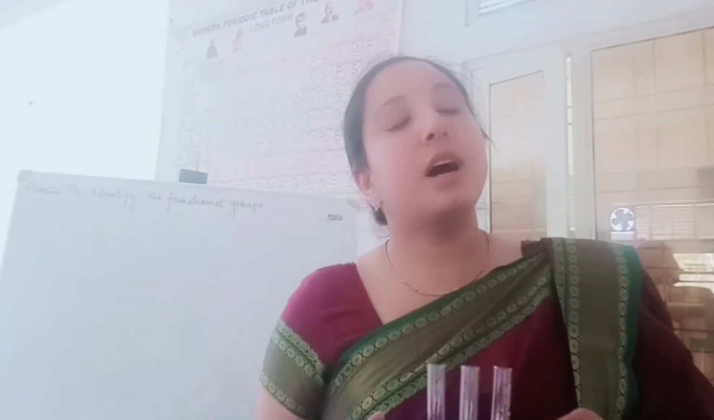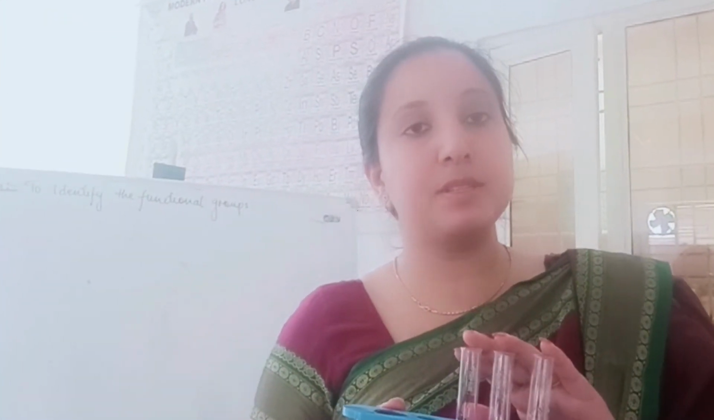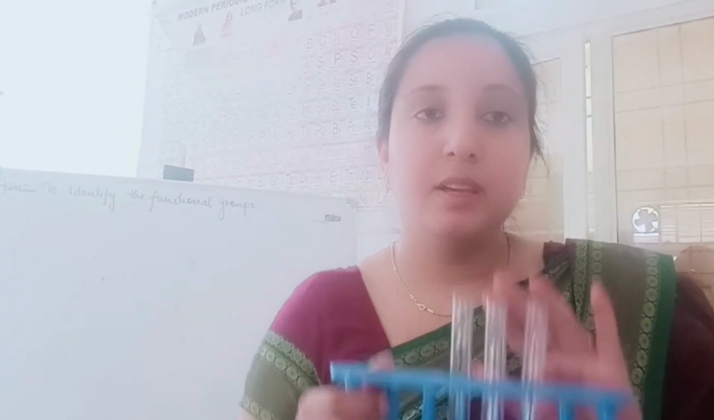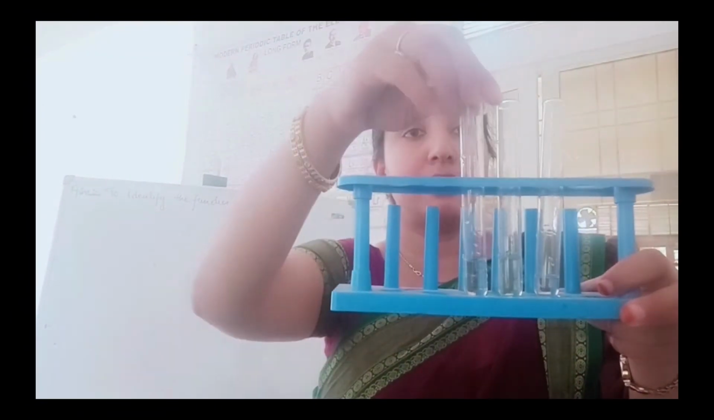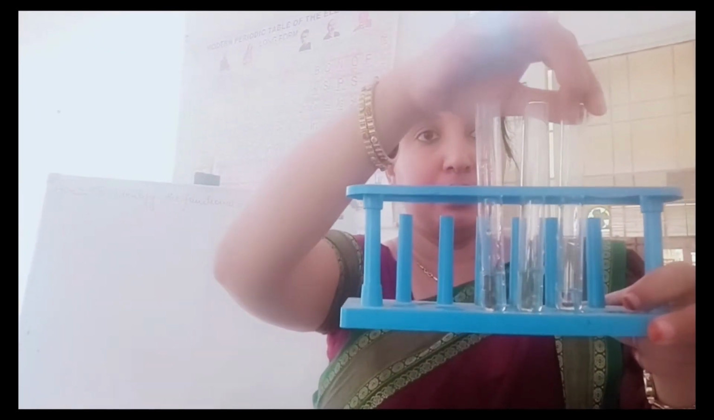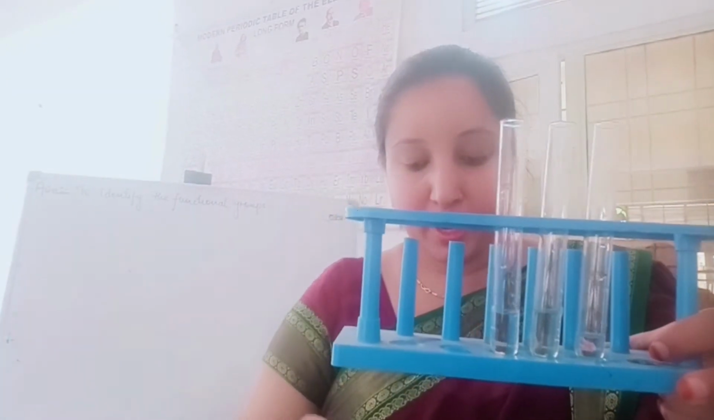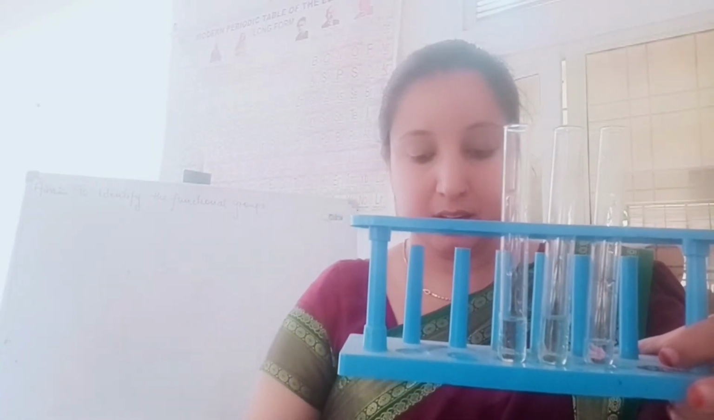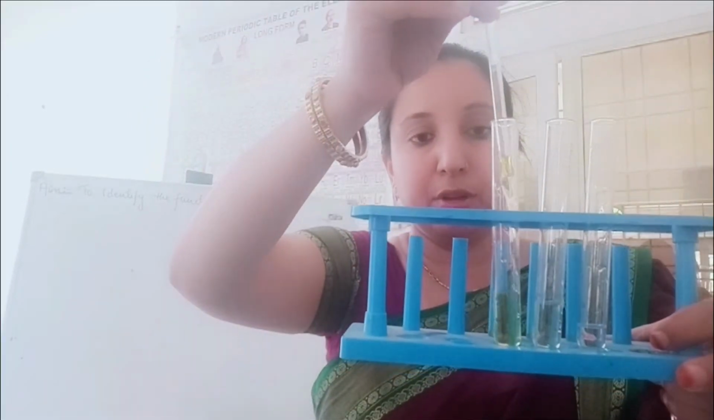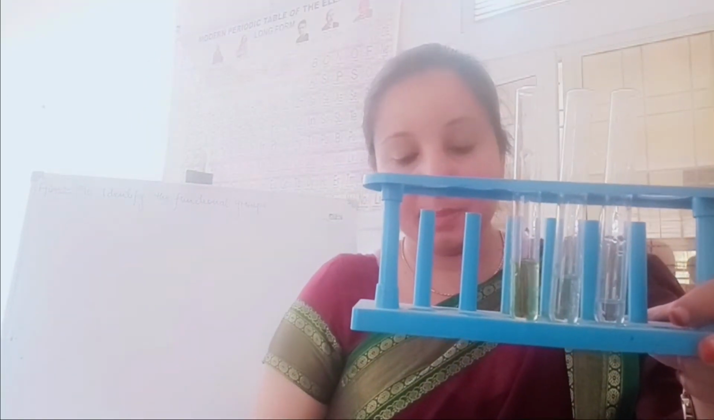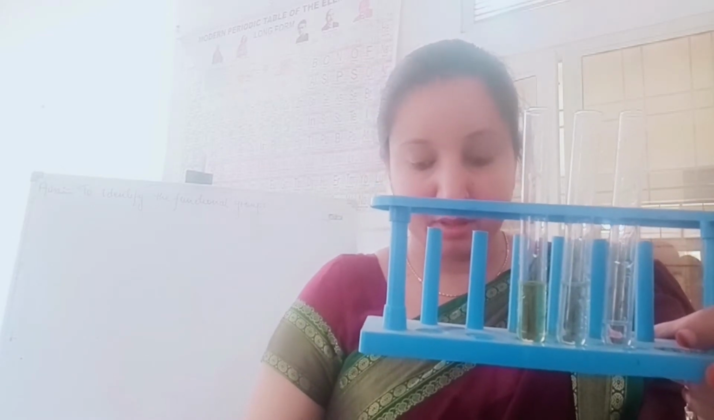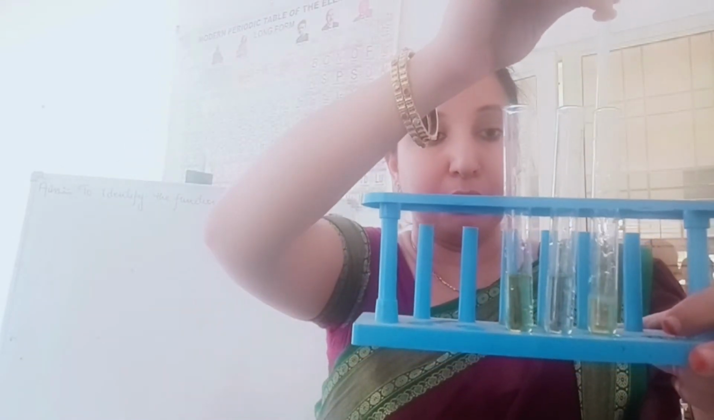Now the next test we are going to perform is the iodoform test. The iodoform test is given by all three groups, that is aldehydes, alcohols and ketones. Now students, look, I have taken three samples. This is my aldehyde sample, ketone sample and alcohol sample. Now I am going to add iodine to them. When I add the iodine, the color changes to brownish or golden brown.